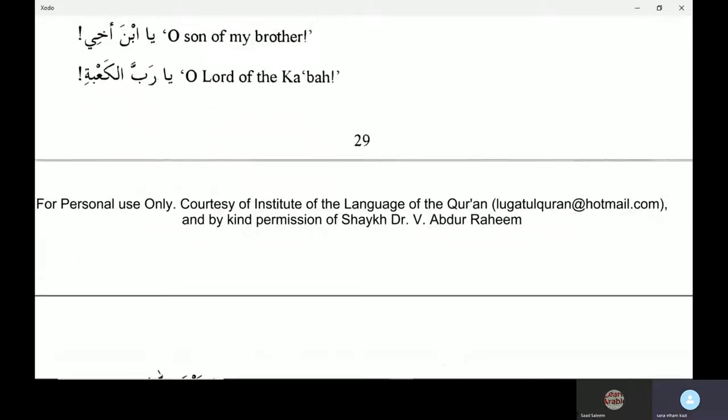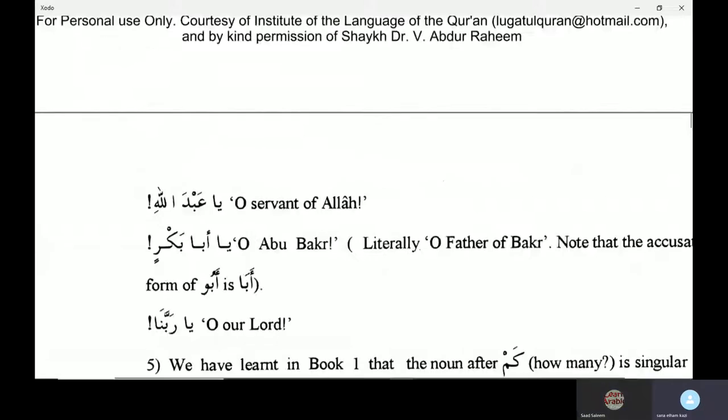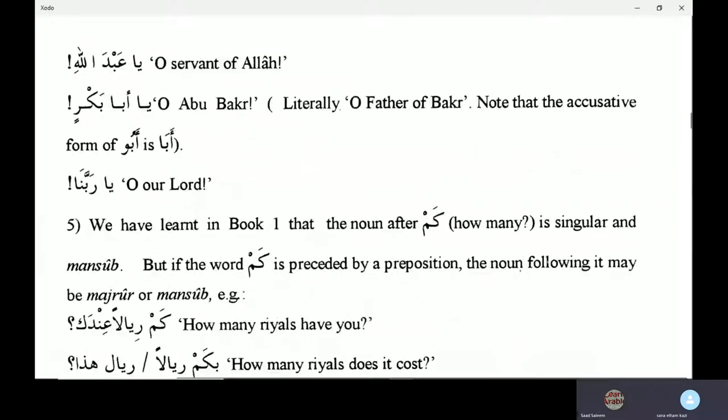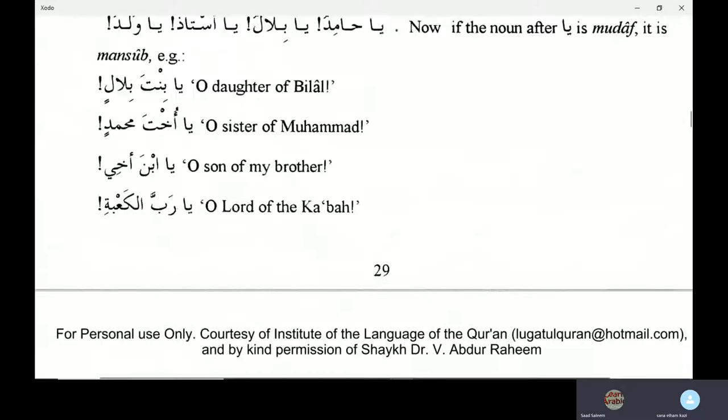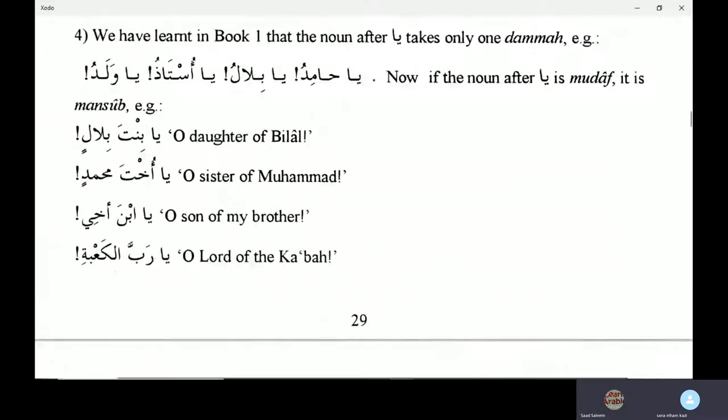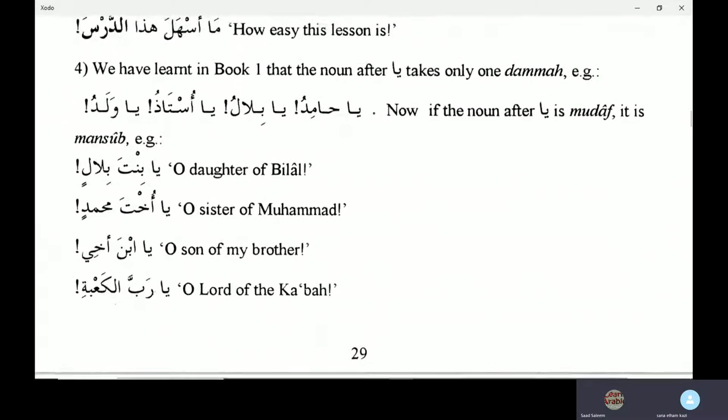In ukhta Muhammadin, we are using double kasra, right? Binta bilalin, yes. Here in akhi, we use only one kasra. We cannot use two, right? It will change the meaning. Yes, this is ya. Because of ya, we are not using tanween. And here, rabbal kaabati is also. Because of Alif Lam. And then before that, akhi is because of the ya at the end. Akhi. And in Kaabah, Islam.